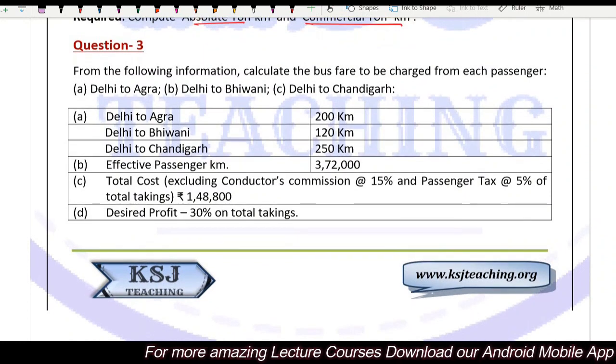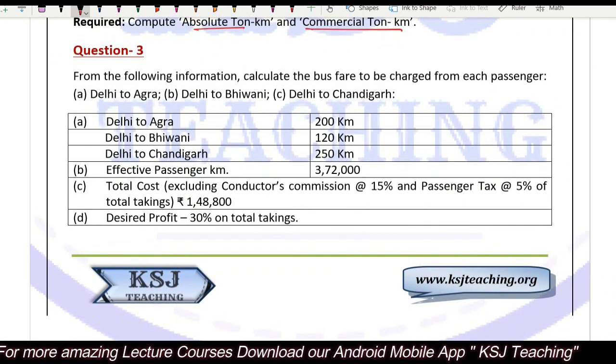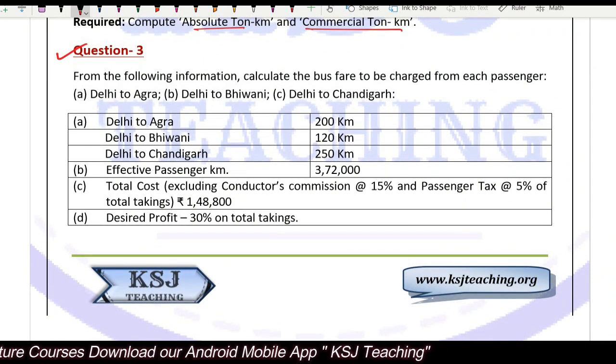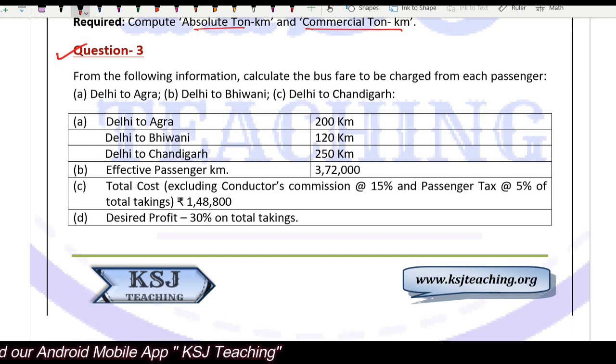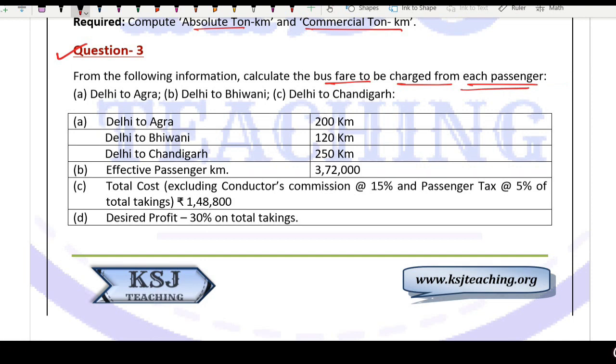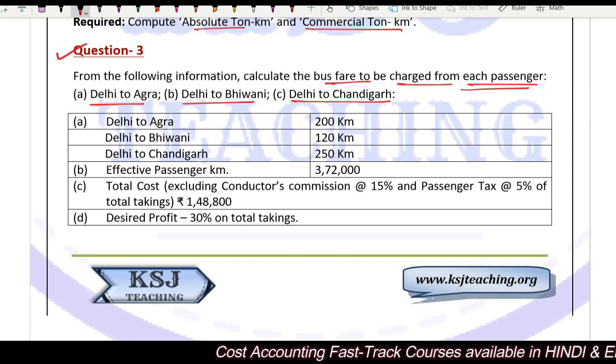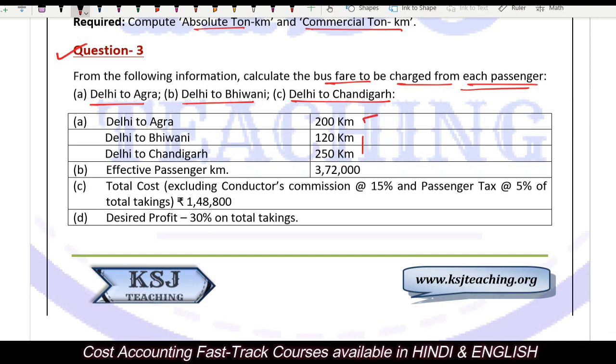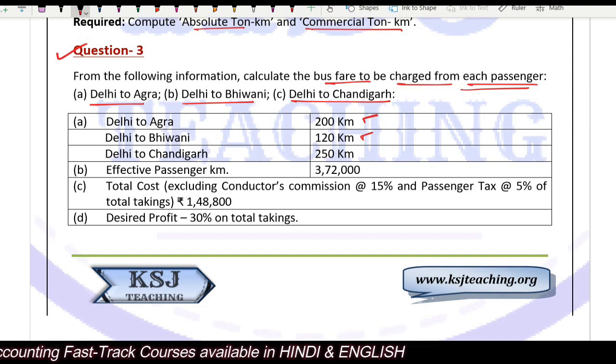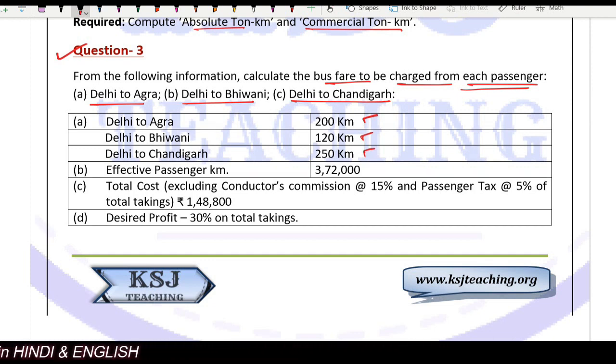Coming to question number 3 now. Let's start with question number 3. From the following information, calculate the bus fare to be charged from each passenger: Delhi to Agra, Delhi to Bhiwani, and Delhi to Chandigarh, right? Delhi to Agra is 200 kilometers, Delhi to Bhiwani is 120 kilometers, and Delhi to Chandigarh is 250 kilometers, right? Effective passenger kilometer is 3,72,000.